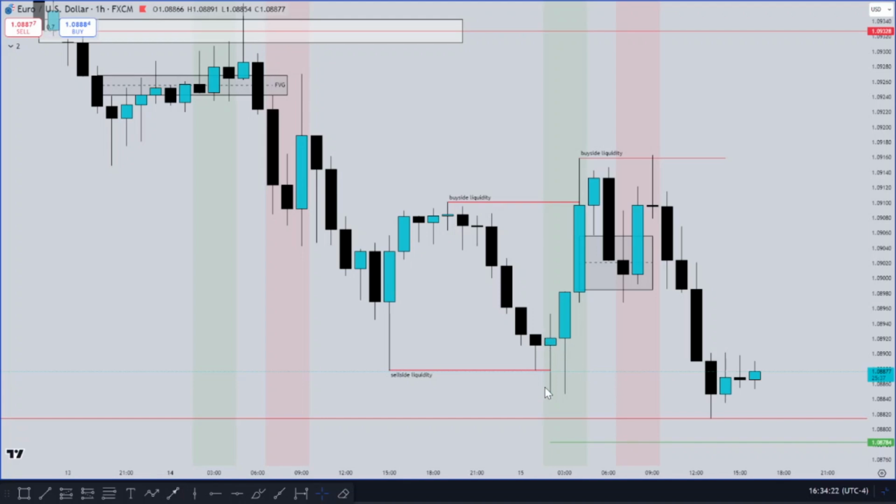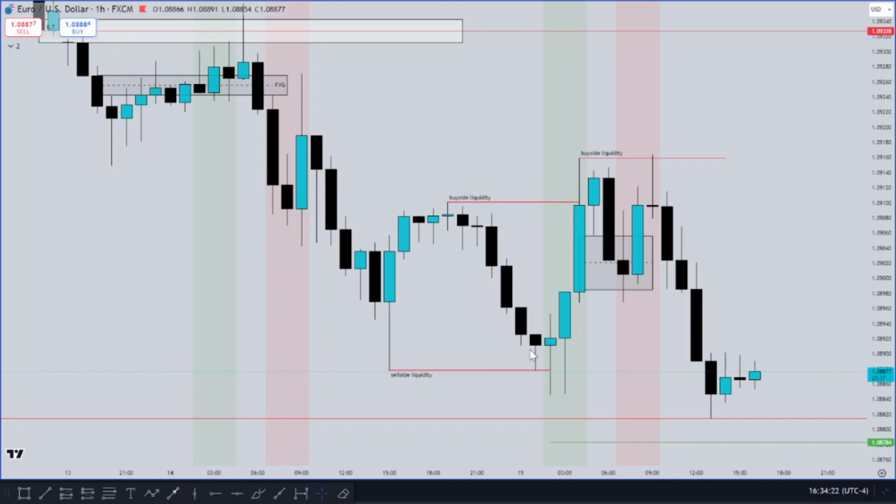Price took out the sell side liquidity. You can see a retracement taking out the buy side liquidity. So the narrative I had before the London session was that if price takes out the sell side liquidity, I would like to see price gravitate to take out the buy side liquidity, which is the Asian high, because there's a whole lot of consolidation and price hadn't done much to run out the buy side liquidity before trading down to take out the sell side liquidity.